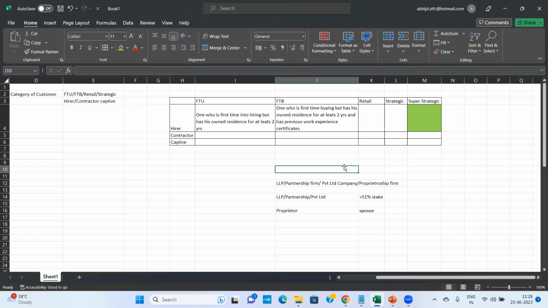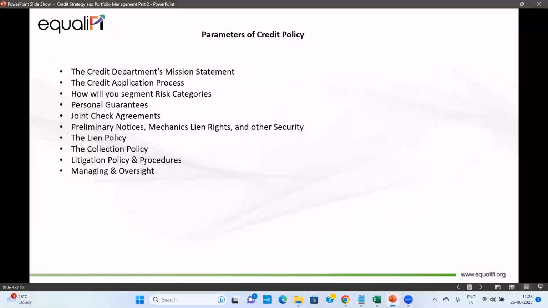And especially when it is a proprietorship firm. Might be it's a super strategic customer, but it's a proprietorship firm, give the guarantee of your wife. And if you are not married, give the guarantee of your father or mother, rather first mother, not father, mother. Give the guarantee of mother. Right? So personal guarantee, extremely important.